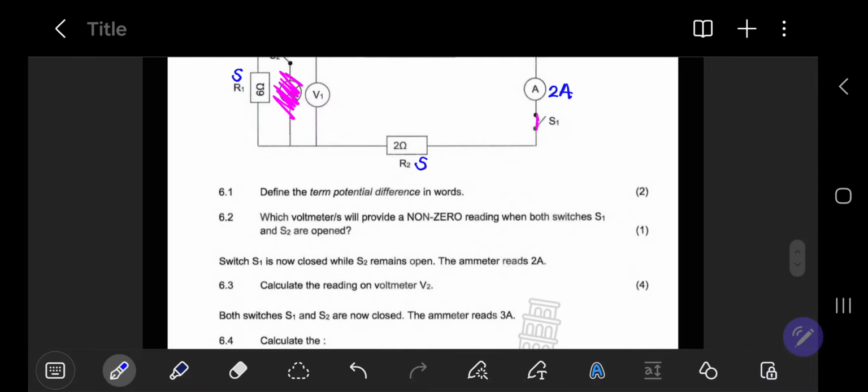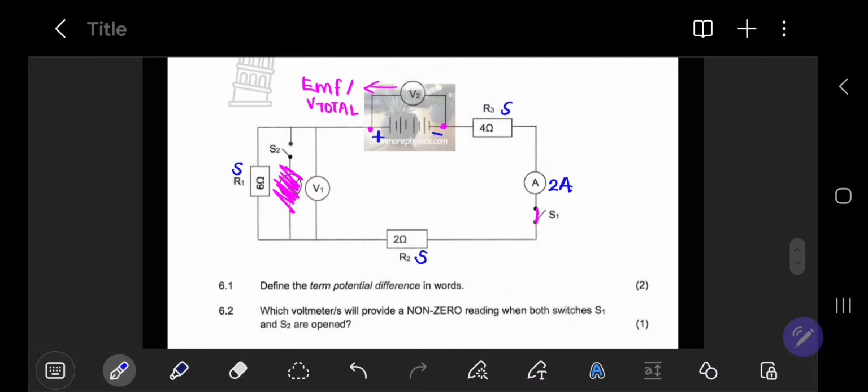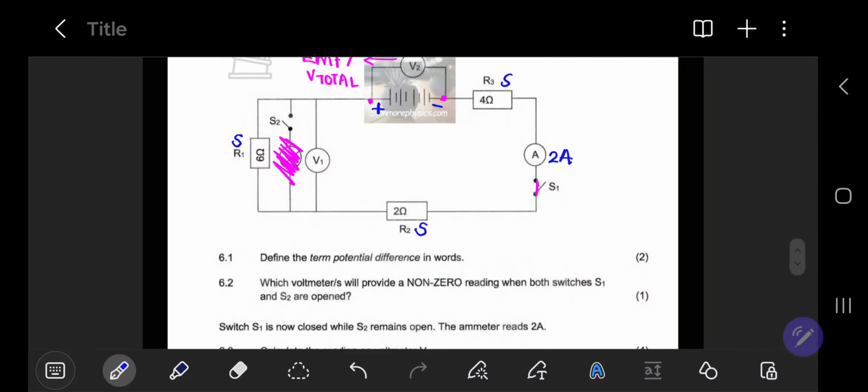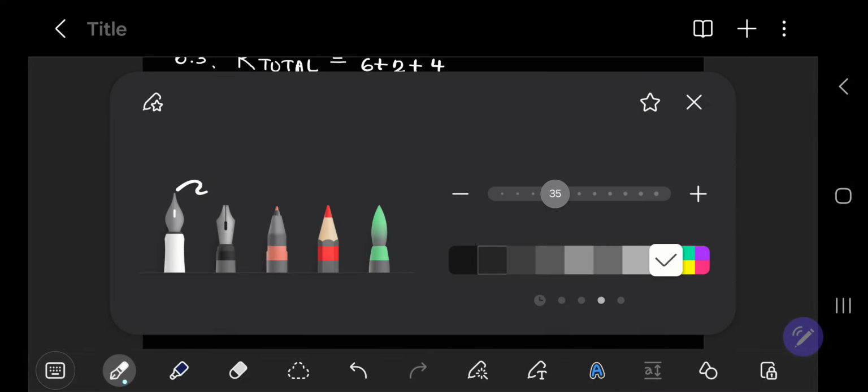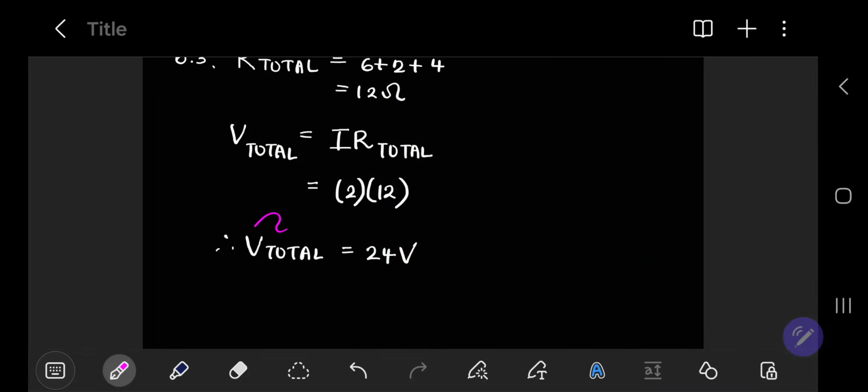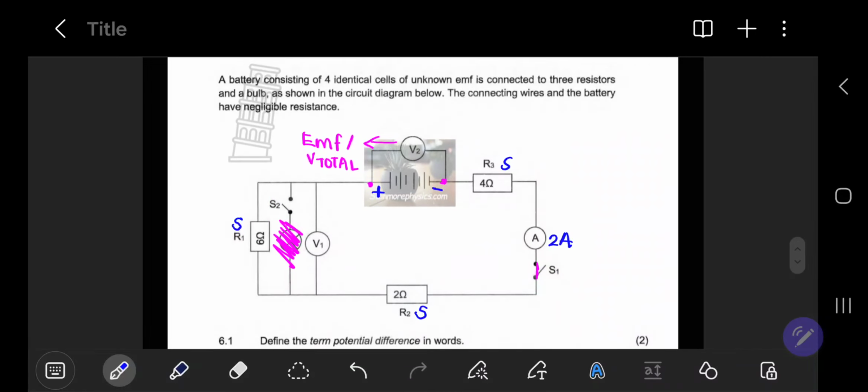6.3 says calculate the reading on the voltmeter V2. Now to calculate V2, we can use V is equal to I times R. However, we need to get R total first. Since this is purely a series circuit at the moment, to get R total, and it's always good that when you calculate a value, that you fill it in on your diagram. So let's go above to V2 and let's fill in 24 volts.